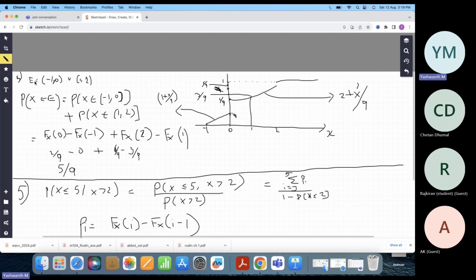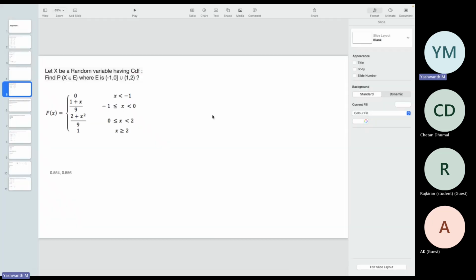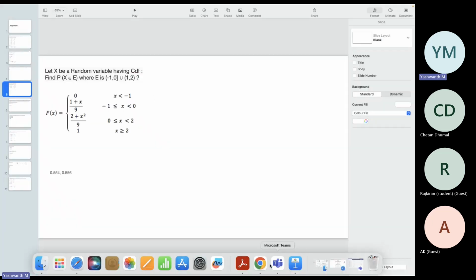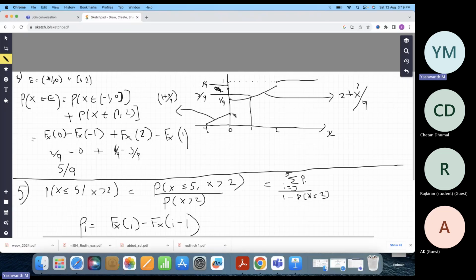So now you want the probability that x belongs to this subset, minus 1 to 0. 0 is closed. Yeah, 0 is closed. Okay, so because these two are disjoint, you can sum up the probabilities that x belongs to this or x belongs to this. That's why you get a sum.